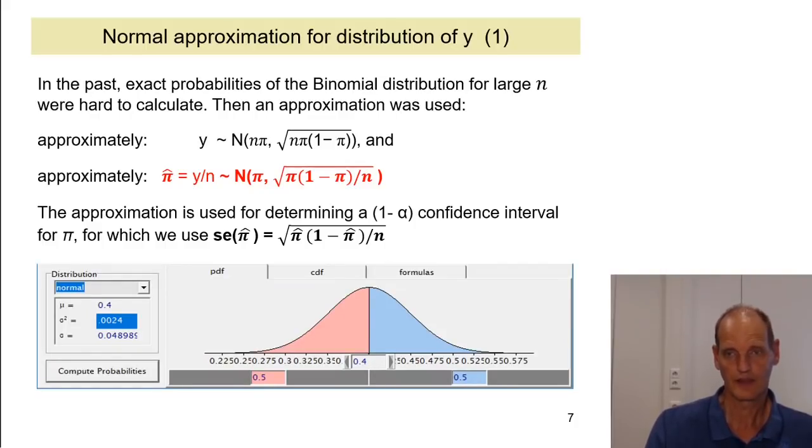And here you see the approximate distribution of pi hat if pi is 0.4 and n is 100. So if n is 100 and pi is 0.4, you would expect pi hat to be on average 0.4, but it may be as low as 0.25 and it may be as high as 0.55.